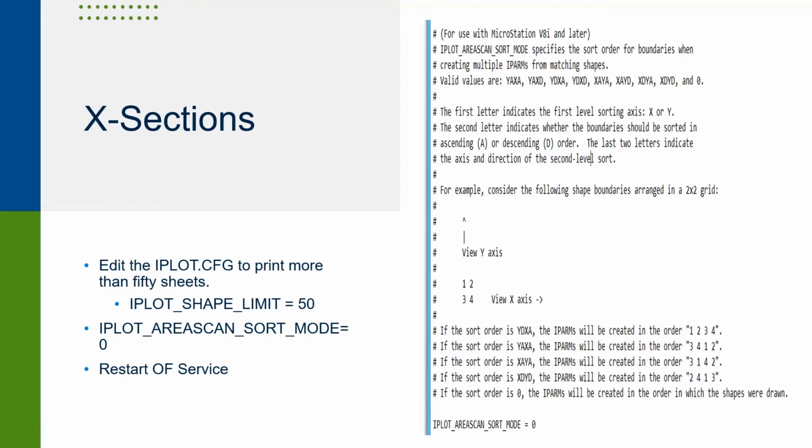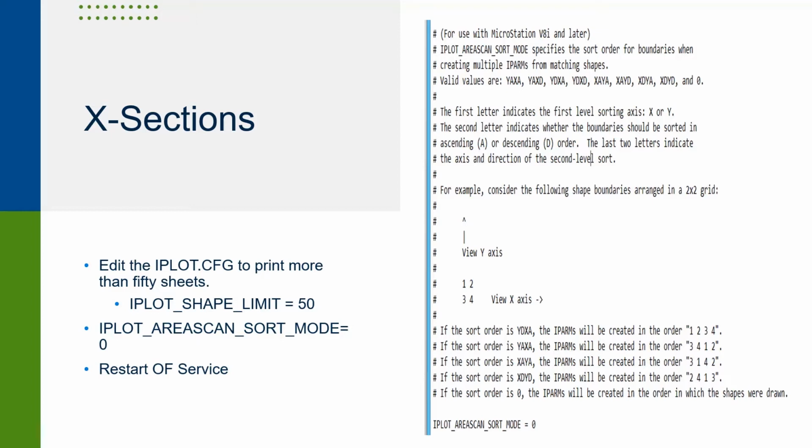For example, if you go into the iPlot config variables here and look at that variable for the iPlot shape limit, by default, the shape limit is set to say about 50. So if you want to increase that value to say 200 to 300 sheets, that's something that can be easily adjusted here on your iModel Composition Server.